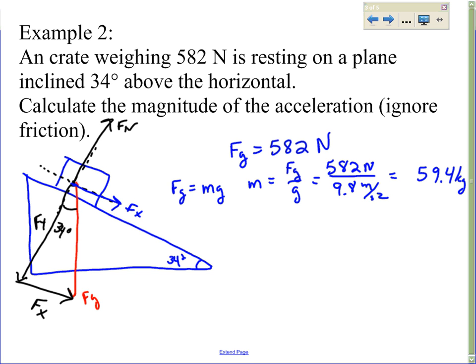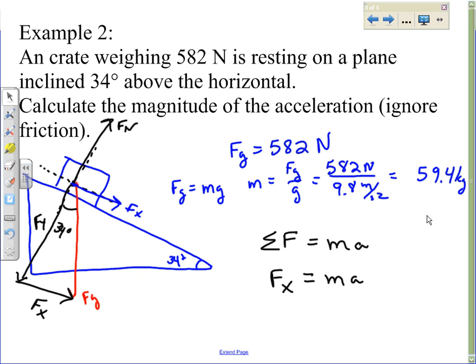We need to find Fx, because if we look at all the forces in our plane, let's look at the summation of the forces to accelerate our box down the plane. The only thing acting parallel to the plane is Fx. So if we can calculate Fx, we'll have the force we need. So Fx is going to be, if we calculate the sine of 34, it will equal Fx over Fg. Fg is always the hypotenuse.